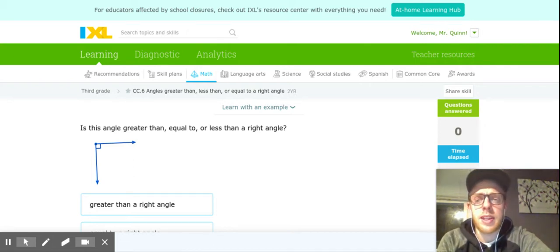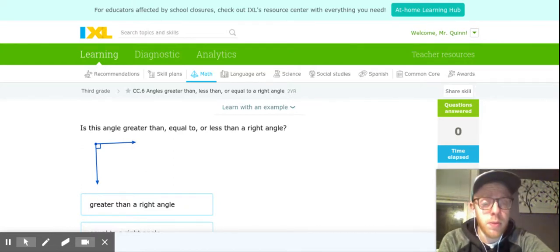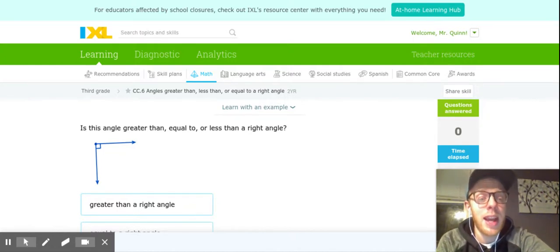We are looking at a skill on deciding if an angle is greater than, less than, or equal to a right angle. So hopefully you remember what a right angle is. A right angle is something that measures 90 degrees, but more helpful than that is how we note them inside a shape or inside an angle.